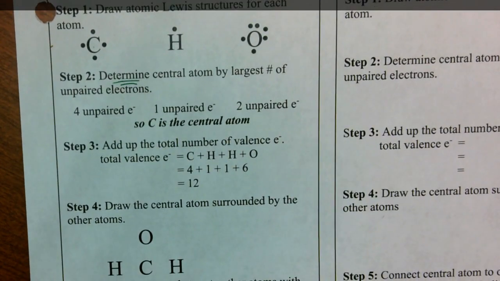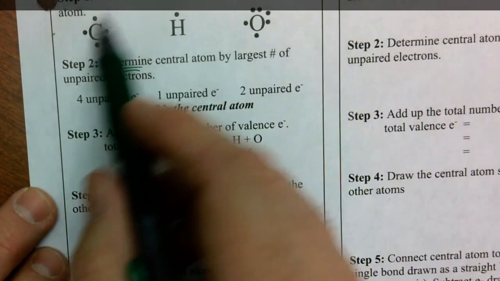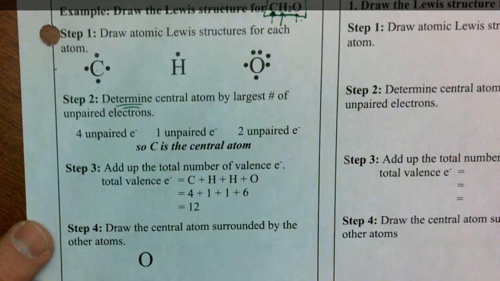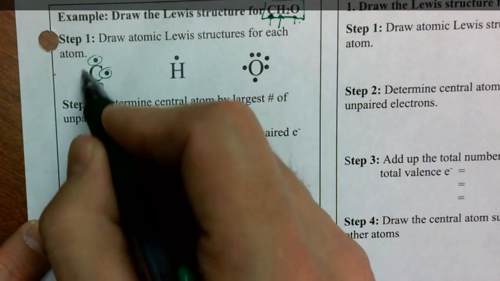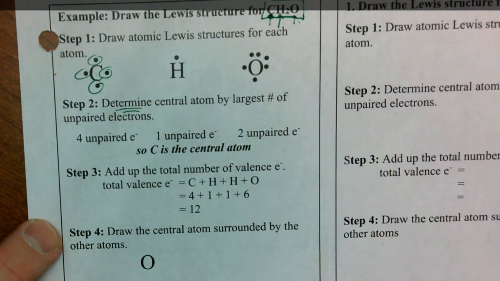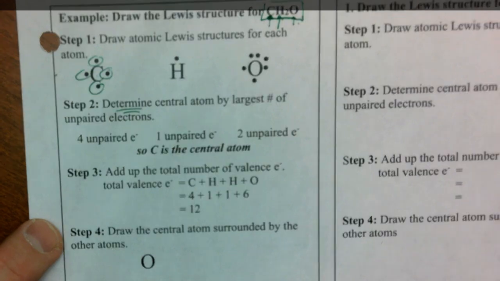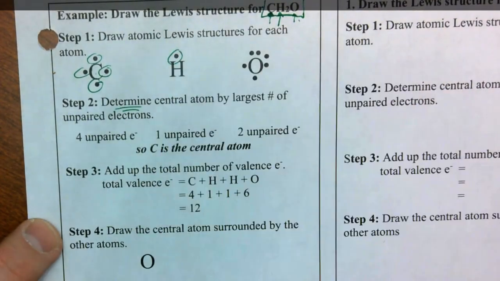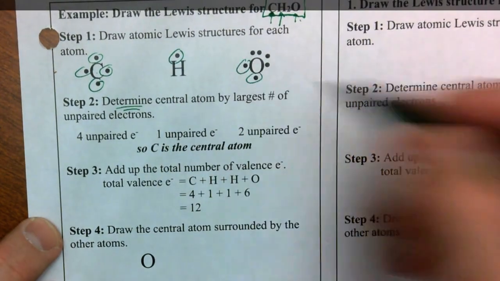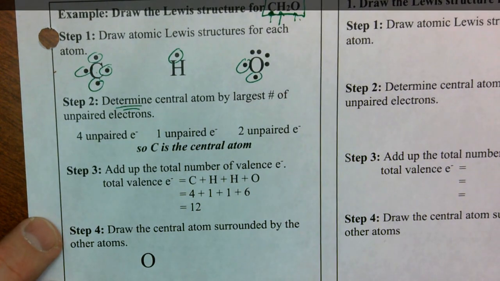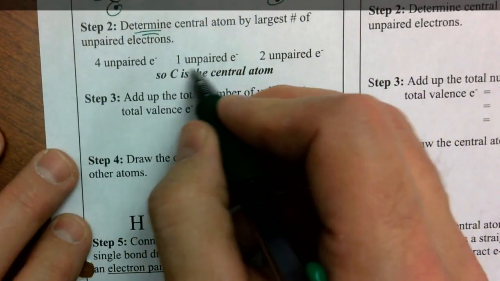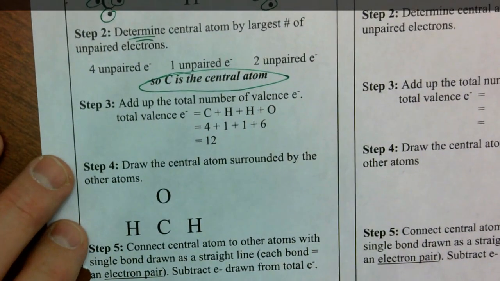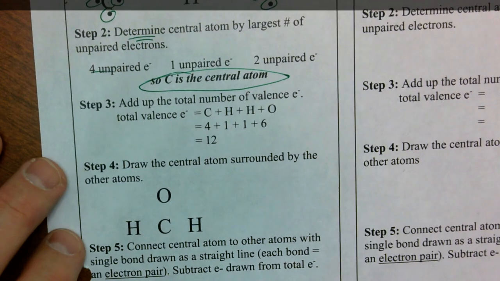So that's step one. Step two, we're going to look and see which of those has the most unpaired electrons. Carbon has four: one, two, three, four. That means it can share or bond four times. Okay. Hydrogen only has one. Oxygen has two. So which one has the most places that it can share? That's carbon. So we can see carbon is the central atom. It has four unpaired electrons.